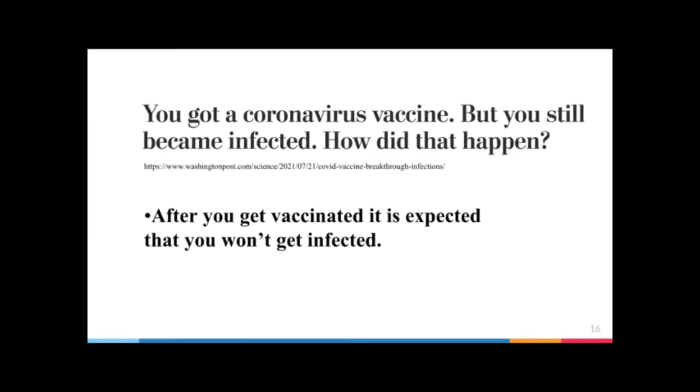Okay, another one in here: "You got a coronavirus vaccine, but you still became infected. How did that happen?" This is from the Washington Post. So what is the presupposition we can take from this headline? First, that it has the bias problem, right? Because if I am against the vaccine, I can use this to say, oh, I'm not gonna take the vaccine because I can still get infected. It's not good for me. It's not scientifically proved that it's gonna help me.